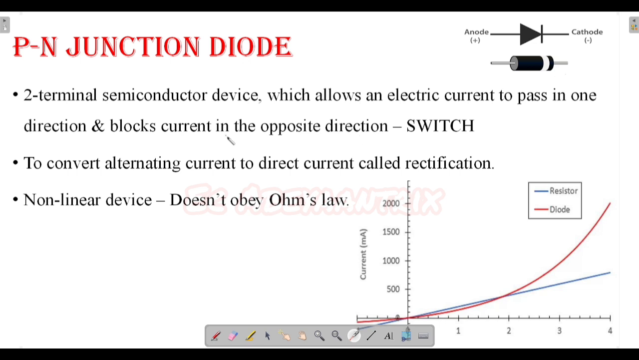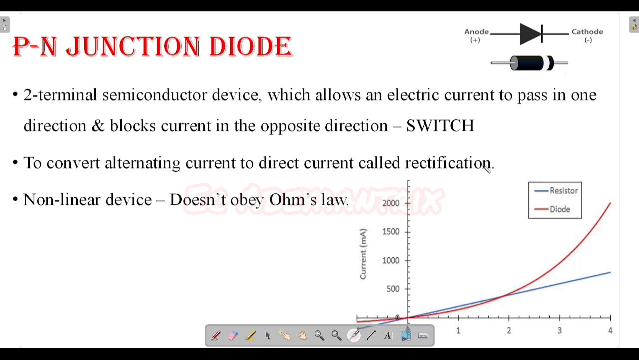Generally, a diode is called a unidirectional device since it allows current in one direction and blocks current in the opposite direction. Since it acts as a switch, the PN junction diode acts as a switch. Also, this diode is mainly used to convert alternating current to direct current because of this unidirectional property. Hence, it is called rectification. The device name is rectifier. We'll be learning it in further videos.